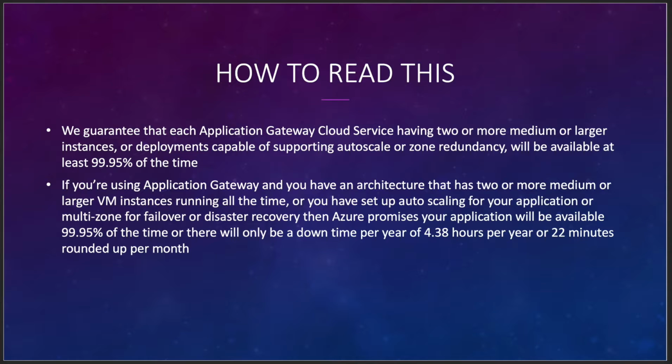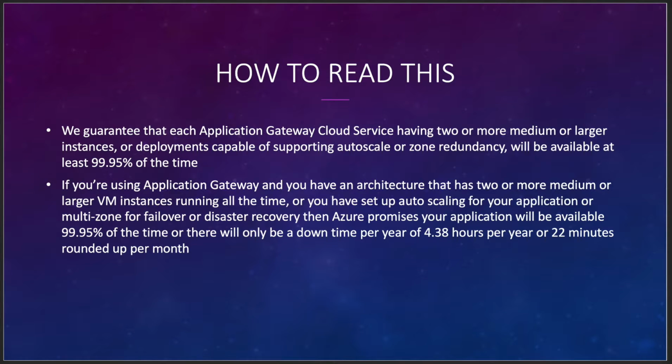99.95% of the time. So if you're using Application Gateway and you have an architecture that has 2 or more medium or larger VM instances running all the time, and you have set up auto scaling for your application or multi-zone for failover or disaster recovery, then the only promise is that your application will be available 99.95% of the time, or down per year 4.38 hours, or about 22 minutes rounded up per month. It's really super close to 22 minutes. And that's how you read it.